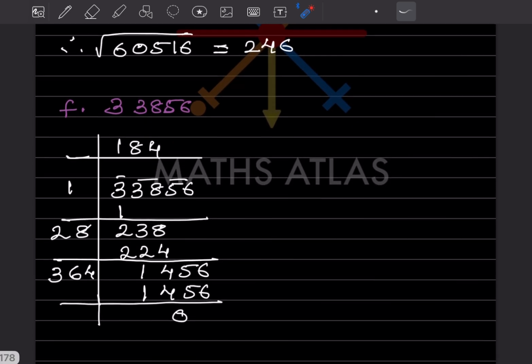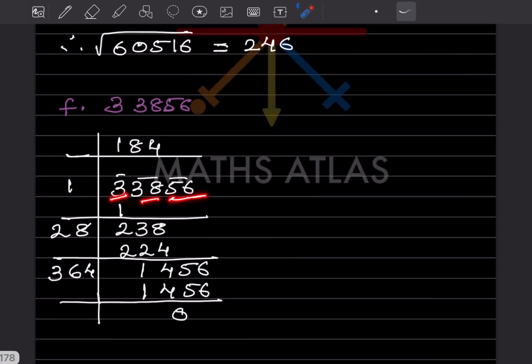Again for this one, 1 ones are 1. This one, 1 plus 1 is 2. So it is going to be 2. So here, what will you give? Here we are going to take these two numbers down. So here will be 28 into 8.